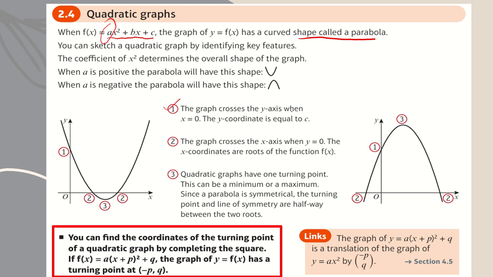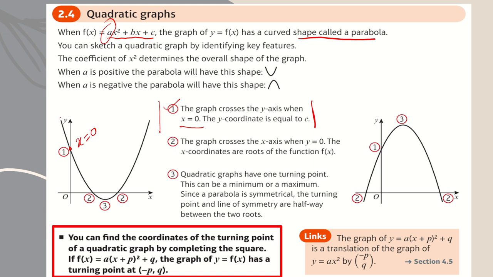The graph crosses the y-axis when x equals 0. Then the y coordinate will be equal to c. Very important, you will need this. In this lesson we are going to learn how to sketch graphs. To sketch a graph, we need to know where the curve cuts the x and y axes, and also the minimum or maximum points. So the first point is the graph crosses the y-axis when x equals 0.